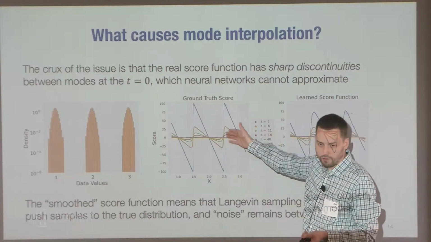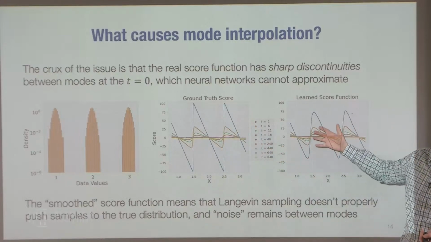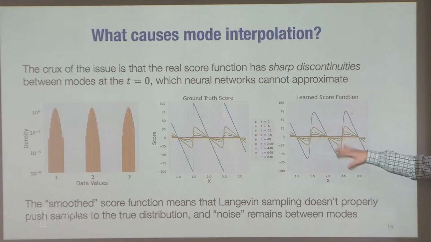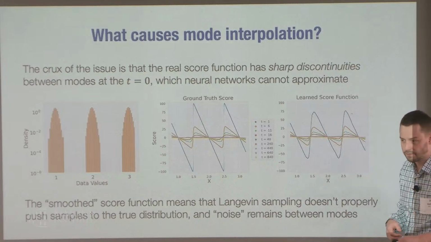We know the analytic form of the true score function. We could sample according to this one or this one. When you sample according to this one, no matter how many sampling steps you have or how long your chain is, this is just the wrong score function. And so you're going to get samples that have points in between the modes.